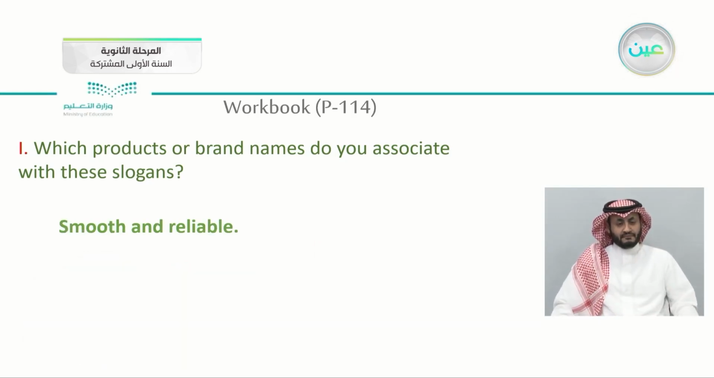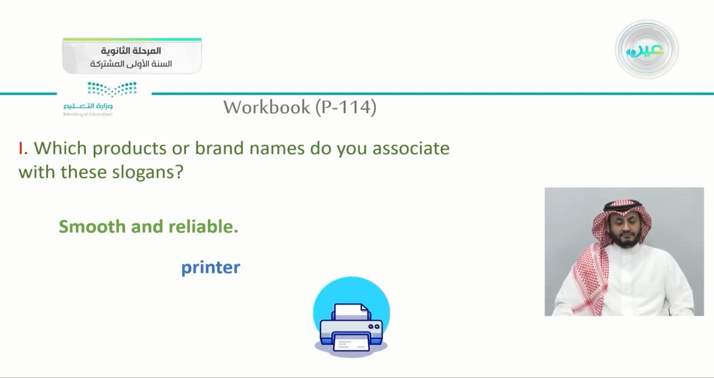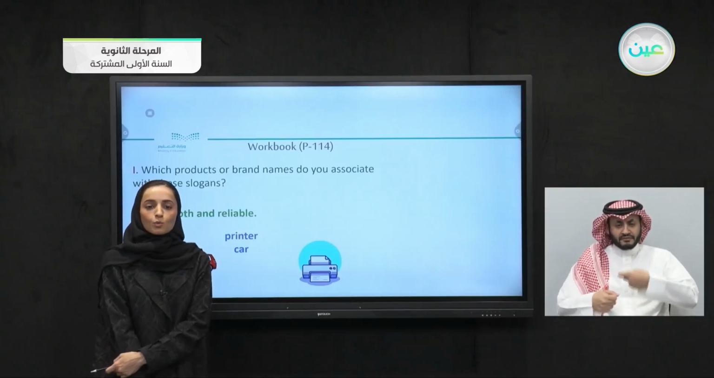One more. Smooth and reliable. What is the thing that is smooth and reliable? The first thing that comes to my mind, a printer. The printing is smooth and reliable, and also a car. When you are riding it, it is very smooth and reliable.